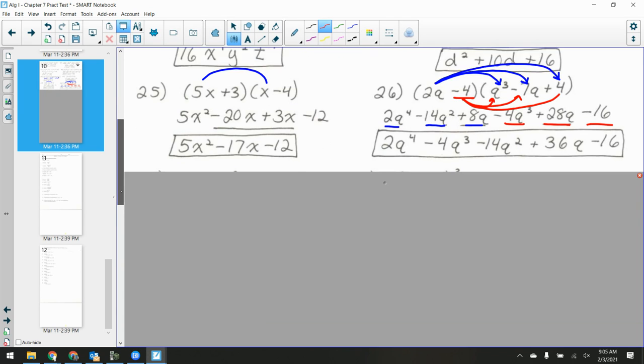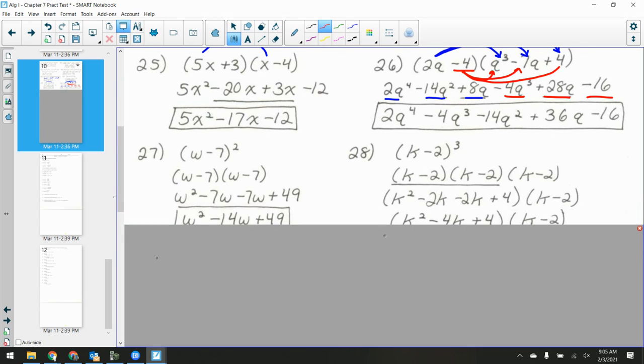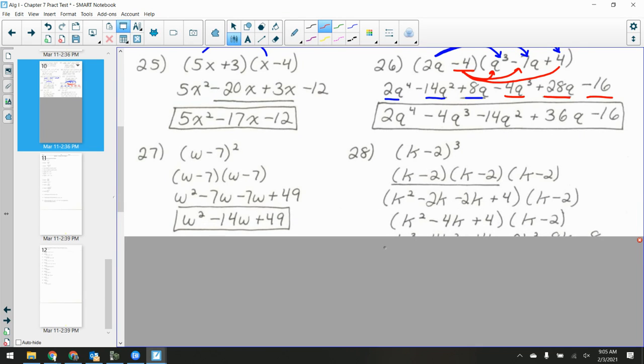Now remember, for 27, we learned that trick: square, double the product, square, right? w squared minus 14w plus 49. But again, you could just FOIL that out. w times w is w squared. w times negative 7 is negative 7w. Negative 7 times w is negative 7w. Negative 7 times negative 7 is a positive 49. Combine like terms in the middle, they're the same thing. Minus 14w in the middle. w squared minus 14w plus 49.